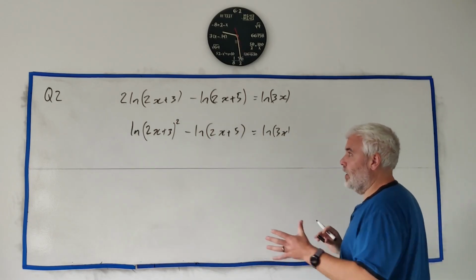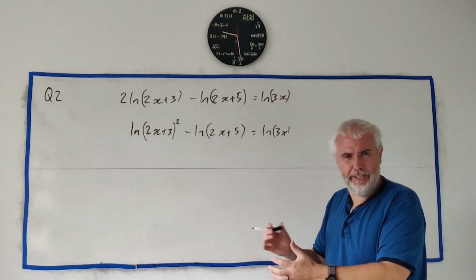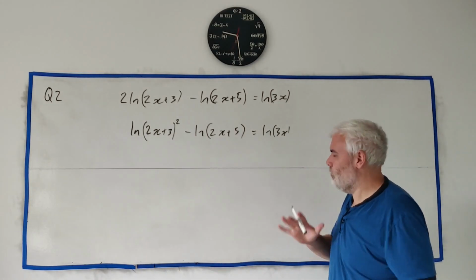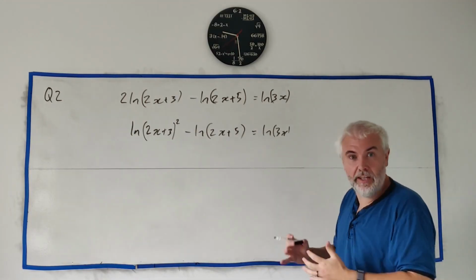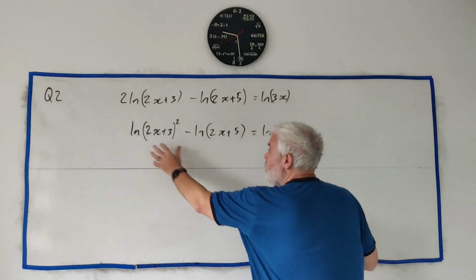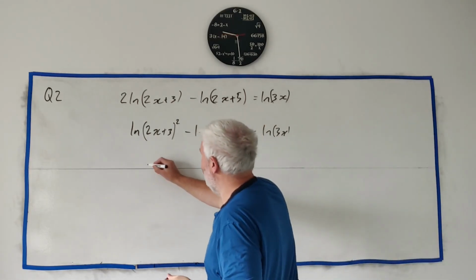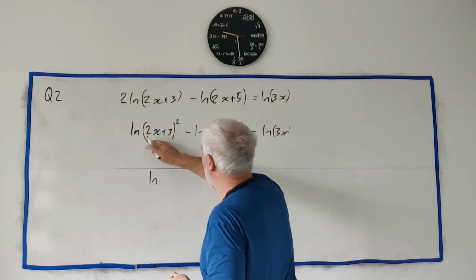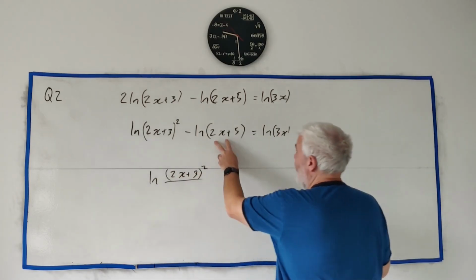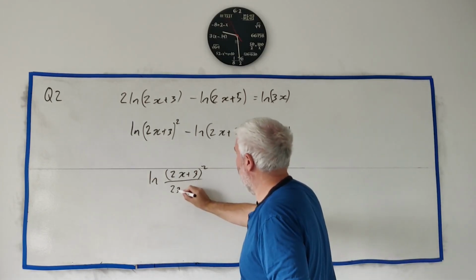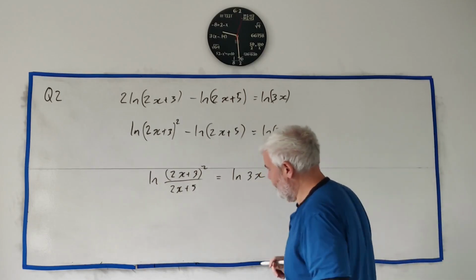Next thing that jumps out to me is 2 natural logs taking away. Oh, and before I go further, there are multiple different paths you could take through this. So just be warned, you don't have to necessarily do it the way I'm doing it. It's the way I'm thinking of it though. When 2 natural logs take away, we can just divide what's in them. So what I mean by that is this would become natural log of this term here, 2x plus 3 squared, divided by this term here, 2x plus 5. And that will equal the natural log of 3x.